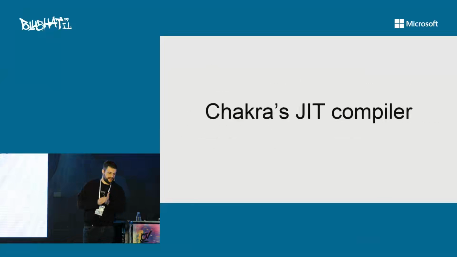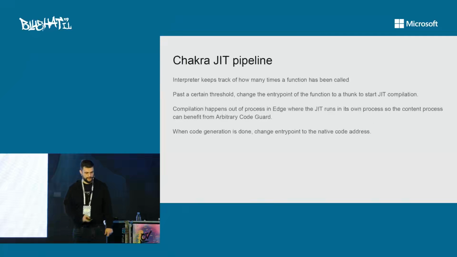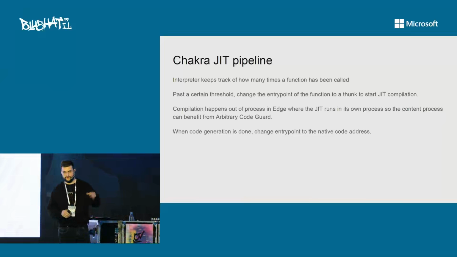So now we'll talk about Chakra's JIT compiler specifically. Here is roughly what the Chakra JIT pipeline looks like. Nothing crazy: you have an interpreter that keeps track of how many times a function has been called, and past a certain threshold, it will schedule the function for JIT compilation. Each function object has an entry point, and it will swap that entry point to a function that schedules JIT compilation.